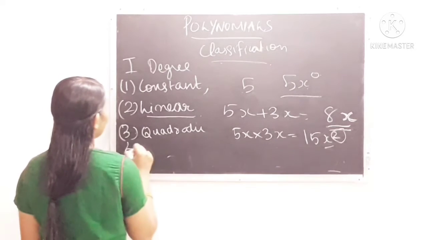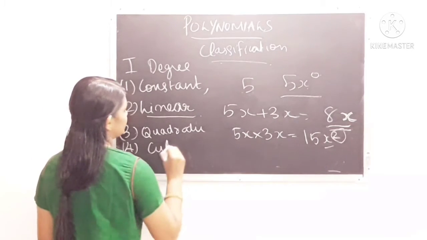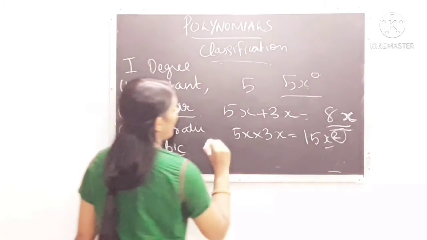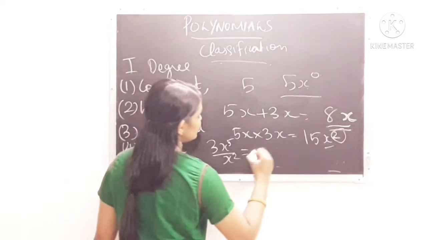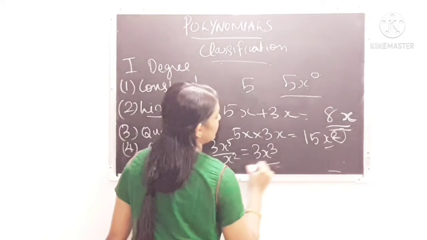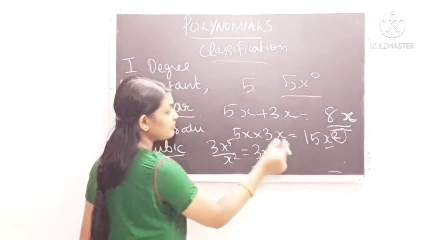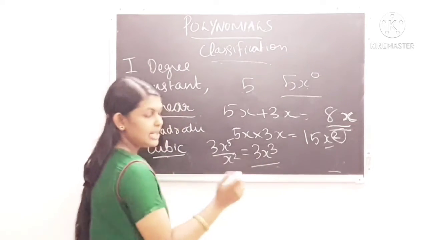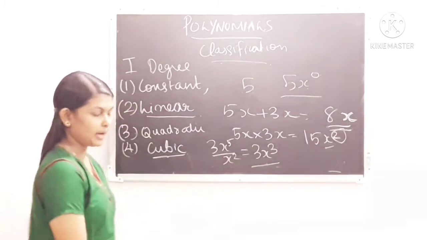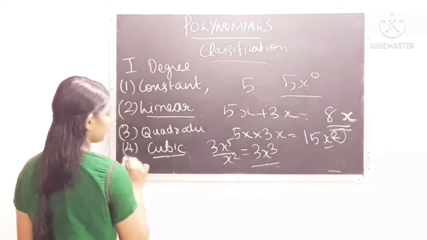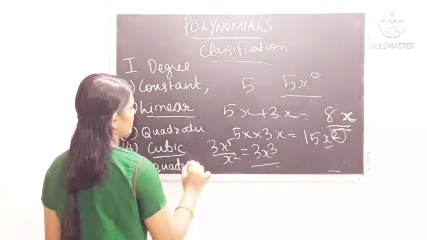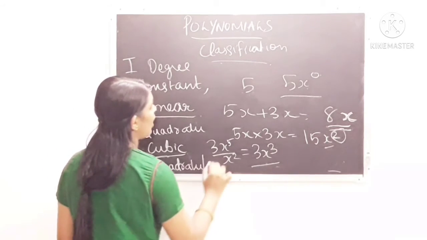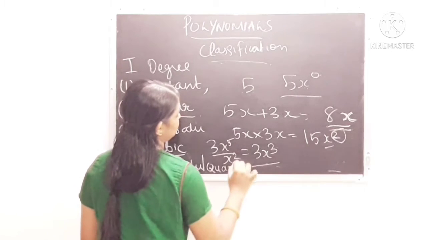Okay. And the fourth one is cubic polynomial. For example, 3x raised to 5 divided by x square can be written as 3x cube. Here the variable is x and the power of the variable in this expression is 3. So it is included under cubic polynomial. And the fifth one is biquadratic polynomial, also called quartic polynomial.